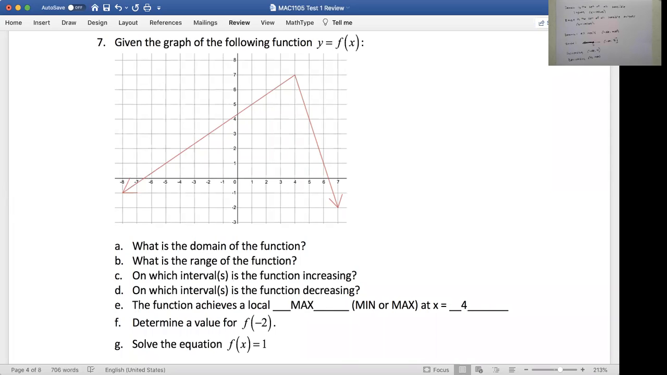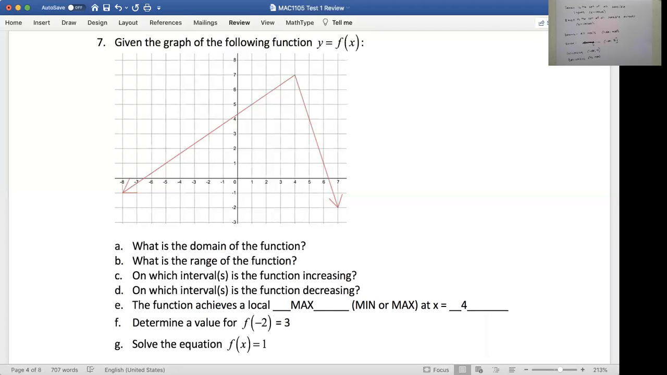Now, how about a value for f of negative 2? So what is the y value if x is negative 2? Here we are. Here's negative 2. What is the y value? We're up here. The y value is 3. So f of negative 2 is 3.